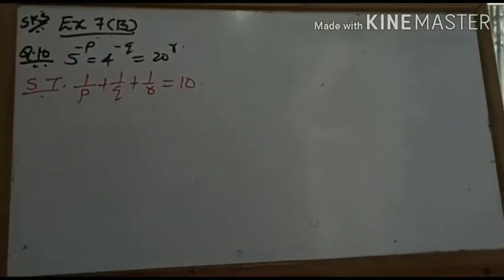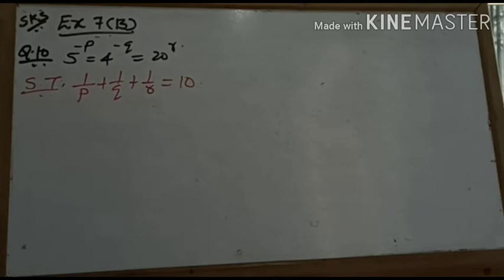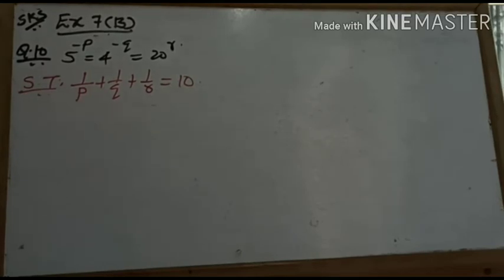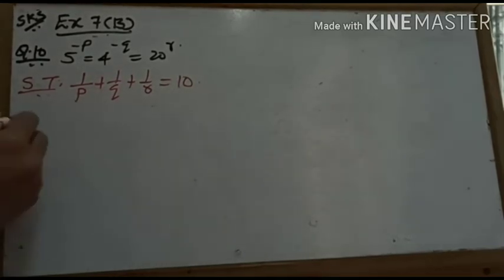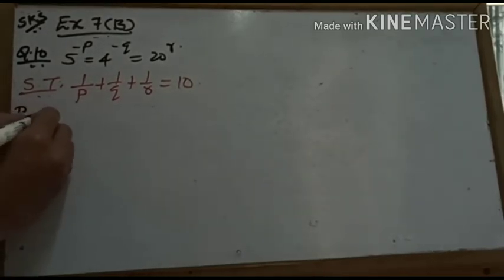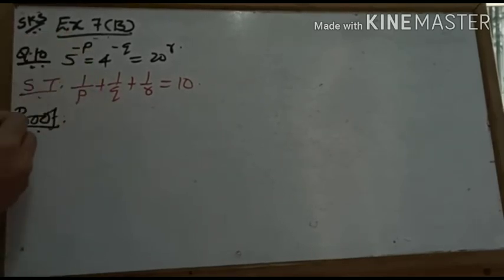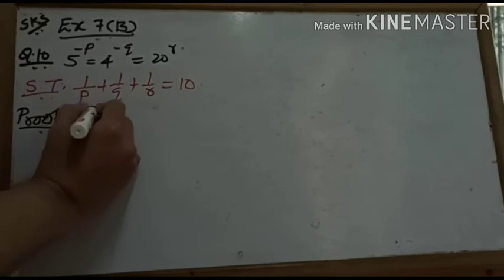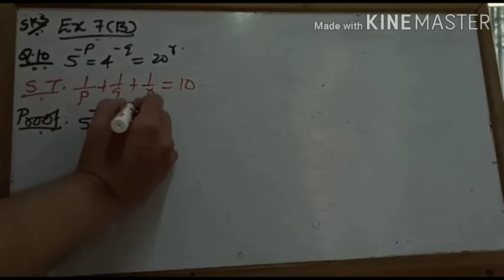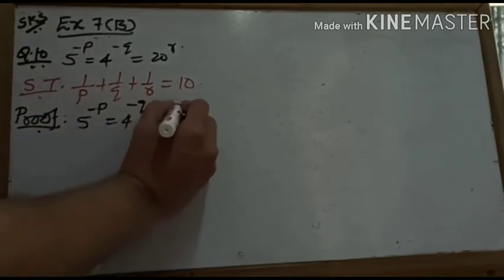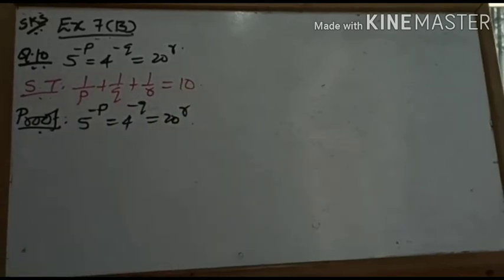Question number 10, and if you have understood question number 9 correctly, this will not be much difficult. This is again a super special question. So again, let us prove that. The solution will begin with proof. 5 raised to negative p is equal to 4 raised to negative q is equal to 20 raised to r. This is the given condition.